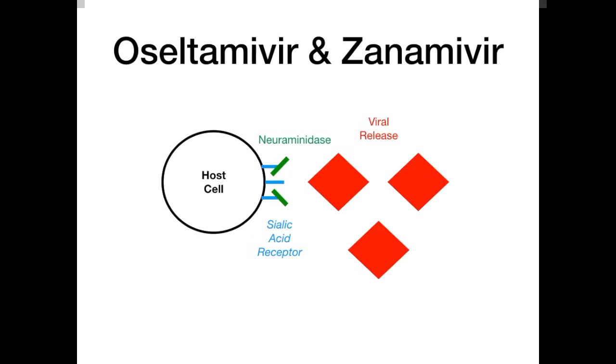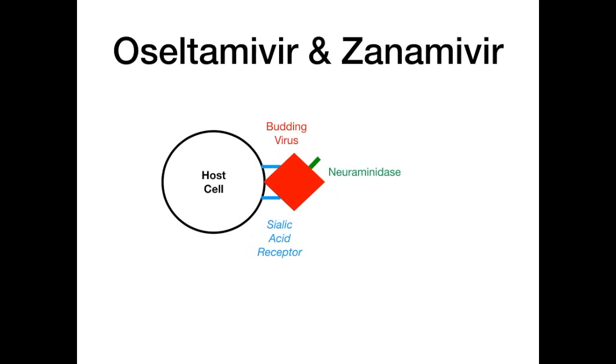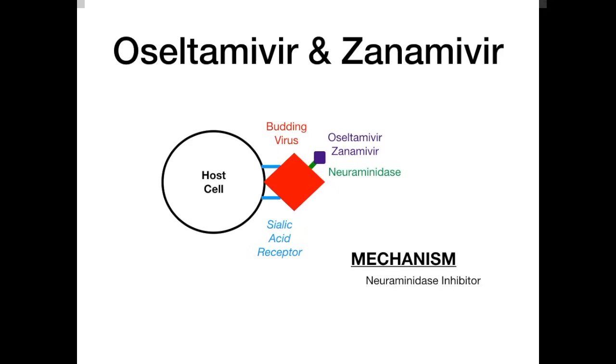So, if we go back to the original starting point of this slide, the way that Oseltamivir and Zanamivir work is that they are neuraminidase inhibitors. I've depicted those two drugs as the little purple square. If you imagine Oseltamivir and Zanamivir coming in and sitting on top of and blocking neuraminidase, then neuraminidase can never reposition itself and cleave the connection between the sialic acid receptor and the growing virus. So the mechanism of Oseltamivir and Zanamivir is to inhibit neuraminidase.